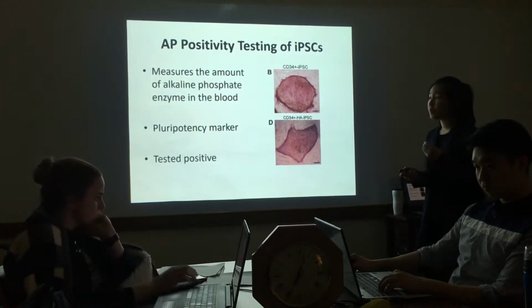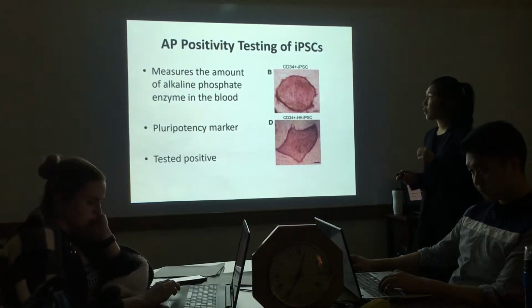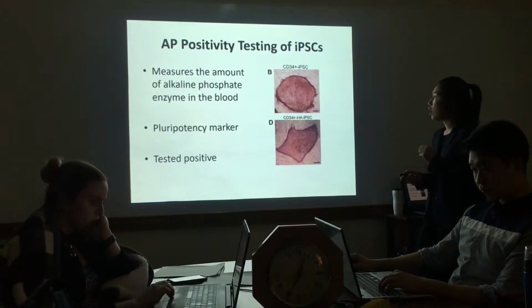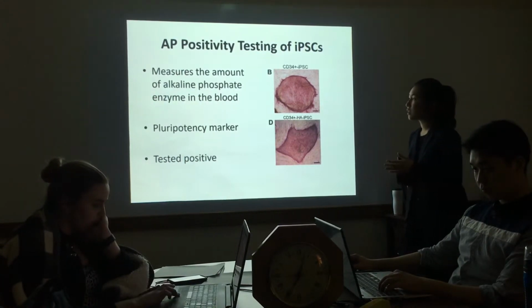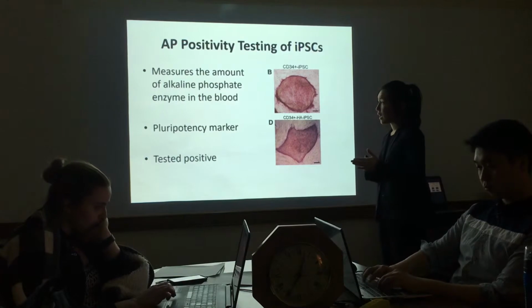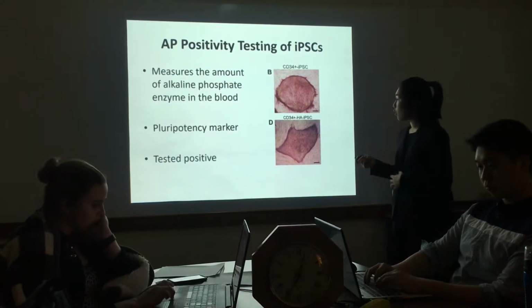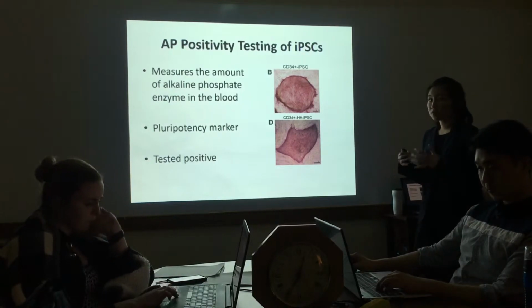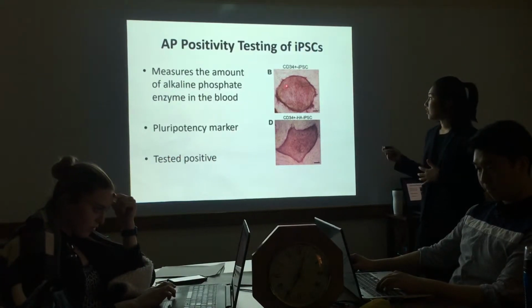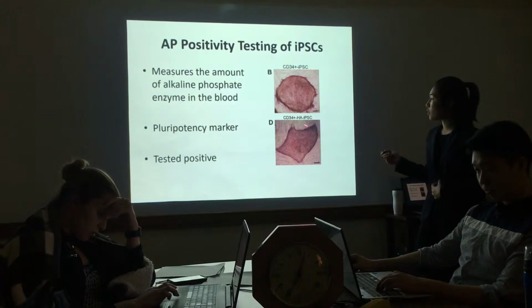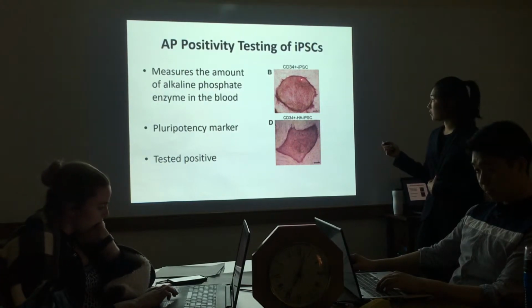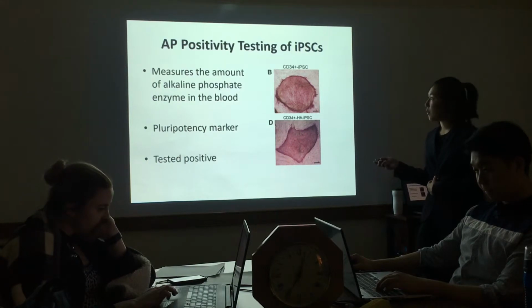Then, using those picked out iPSCs, they tested them for AP, which measures the amount of alkaline phosphatase enzyme, and alkaline phosphatase is a pluripotency marker. So if you test positive, that means you have some pluripotency. As you can see in the figure, they were able to test positive, and that is shown by the color. This color means that it is AP positive.